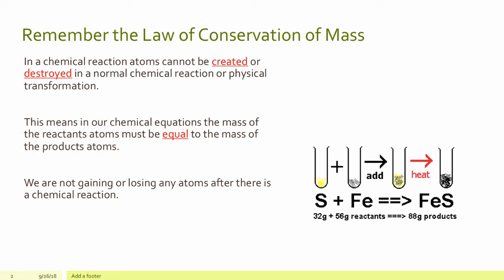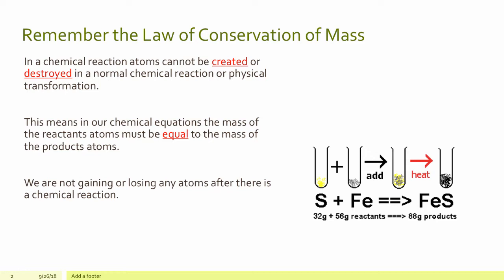So just as a reminder, that law of conservation of mass is stating that in a chemical reaction, atoms cannot be created or destroyed in a normal chemical reaction or physical transformation. So that means in our chemical equations that we use to represent these reactions, the mass of the reactant atoms has to be equal to the mass of the product atoms. So we're not gaining or losing any atoms or gaining or losing any elements during a chemical reaction.